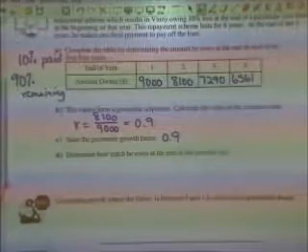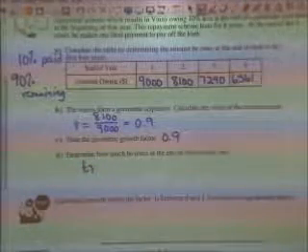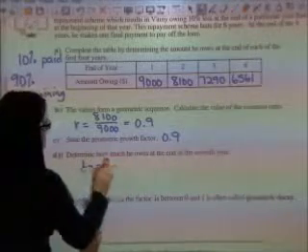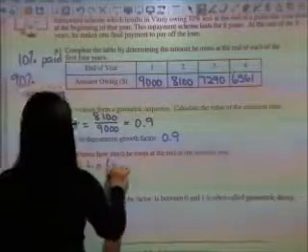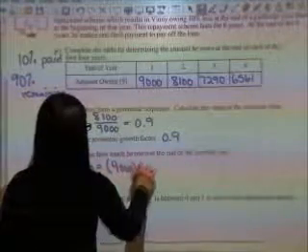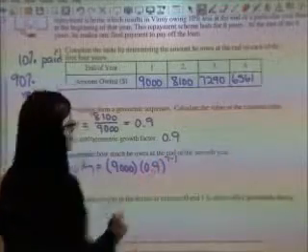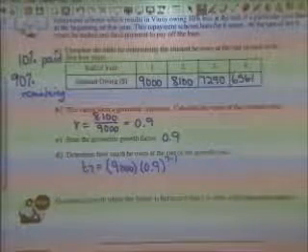Determine how much he owes at the end of the 7th year. So at the end of the 7th year, that would be T of 7. My first term, what's A? 9,000. What's R? And then I've got 7 minus 1, so it's the 6th power. And what do I get?